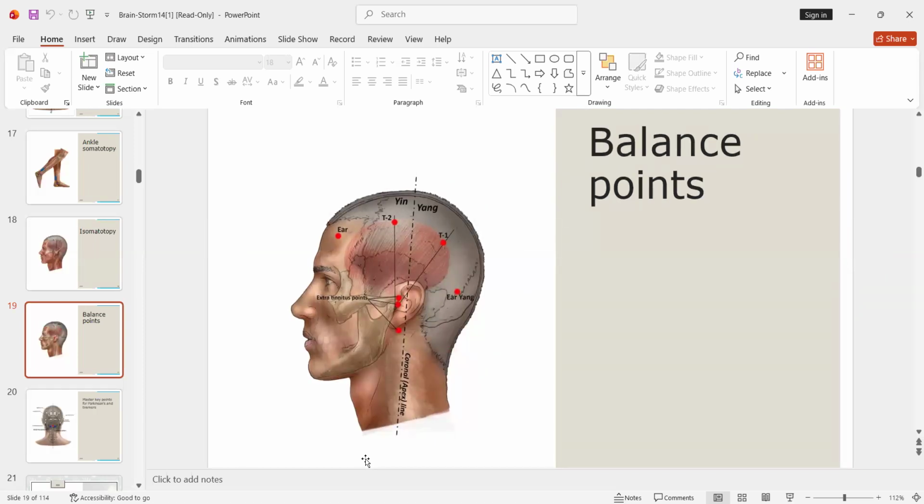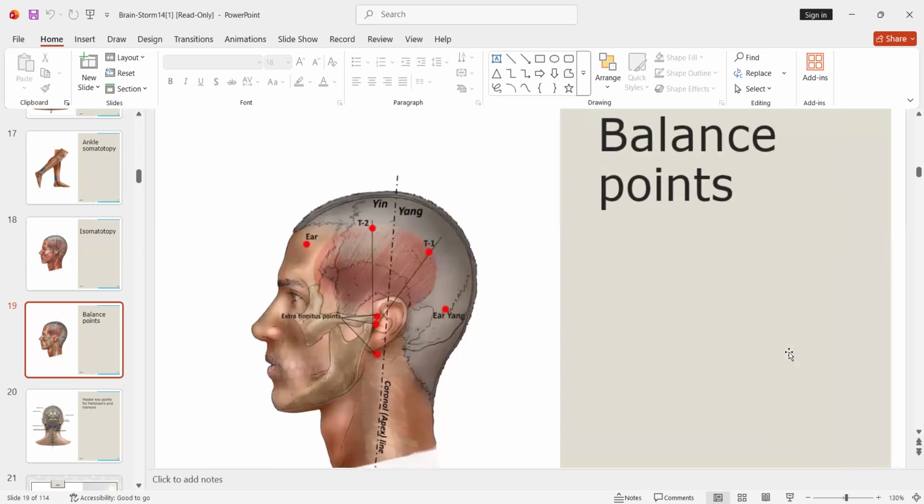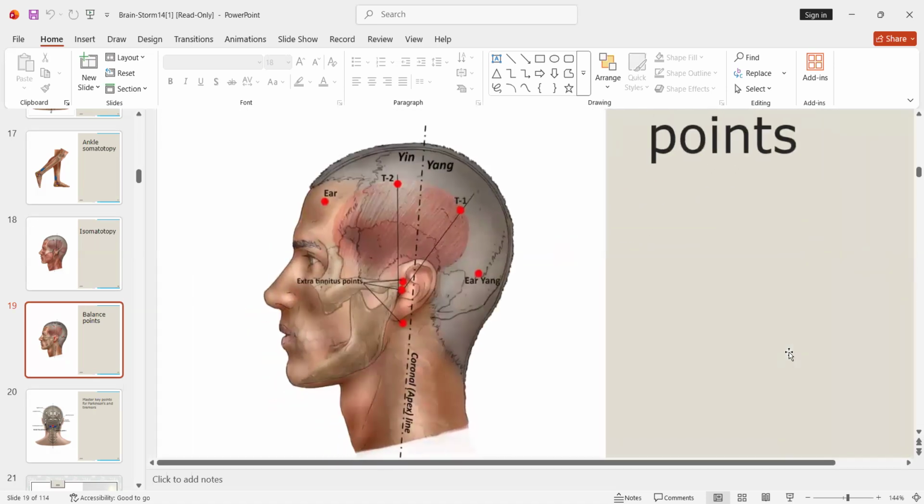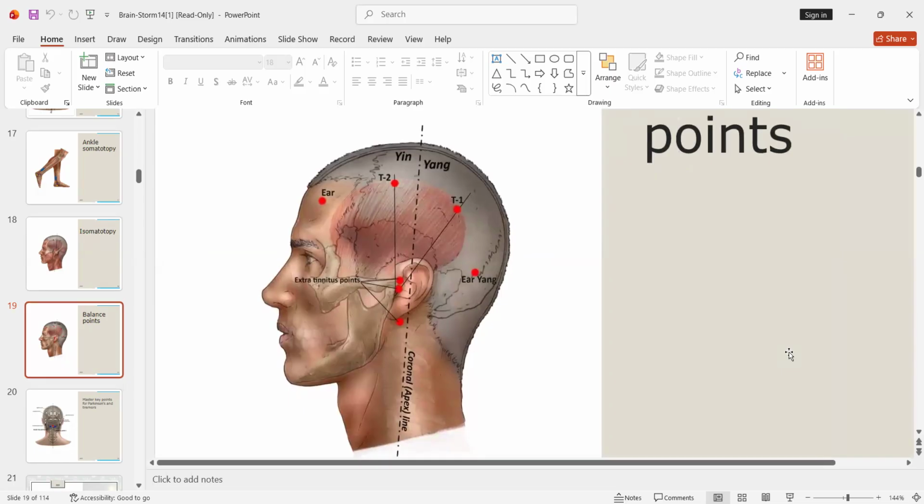Balance points. Yesterday someone asked me about tinnitus. This is the protocol for tinnitus. If you want to take a picture, then take a picture. This is the point for tinnitus. When there is ringing bells in the ears, you can use all these points.